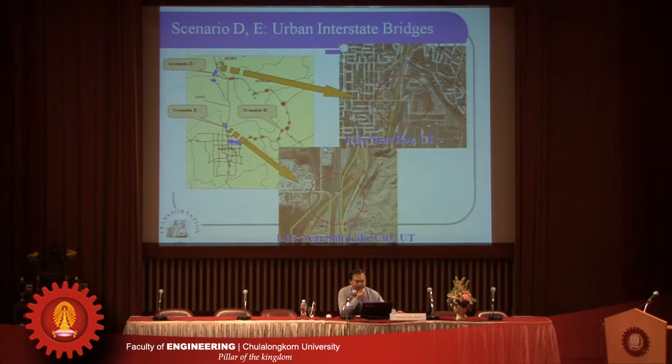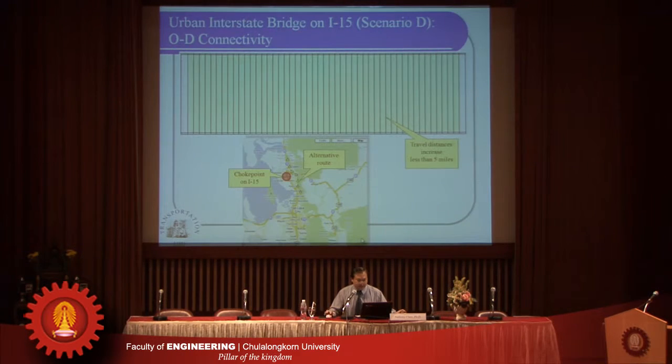And the next scenario is for the urban bridges. In the urban area, there are a lot of alternatives, so it may not be such a big problem. So we selected some bridges on the interstate. One is here, and the other one is near Salt Lake City. We ran the OD connectivity, and you can see that when we remove that particular bridge, the impact is very low because there are alternatives in the urban area, as opposed to the rural area, where there is not much alternative.